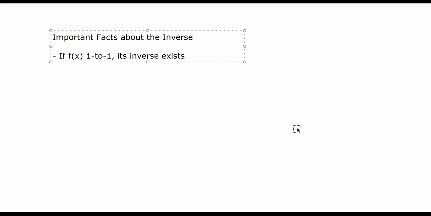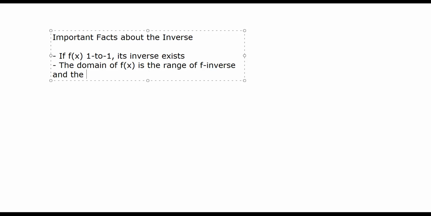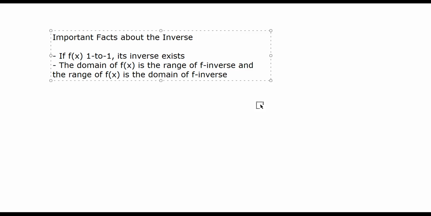So we need a function to be one-to-one in order to have an inverse. The domain of f of x is the range of f inverse, and the range of f of x is the domain of f inverse. So that's exactly what it sounds like. Basically, a function and its inverse are flip-flopping their domain and ranges.